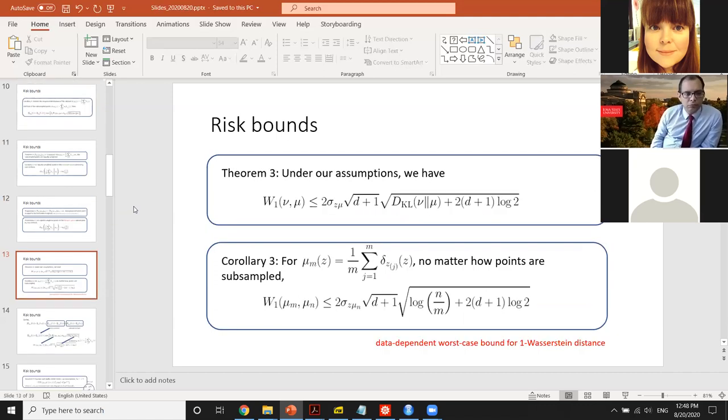Yes, actually we can also use not only the L2 norm, we can also use the L1 norm. I've checked that there's no qualitative difference. I see. That's interesting. Thank you.